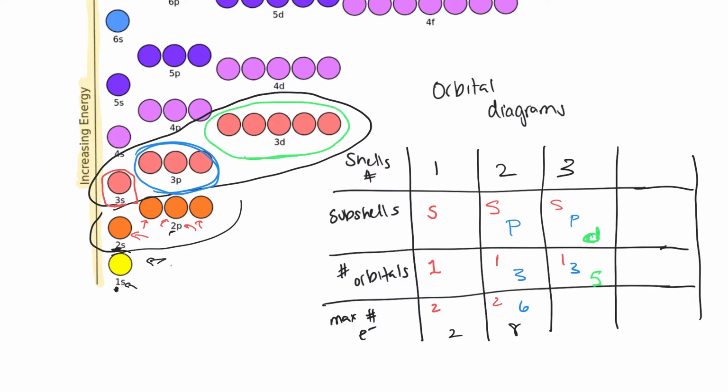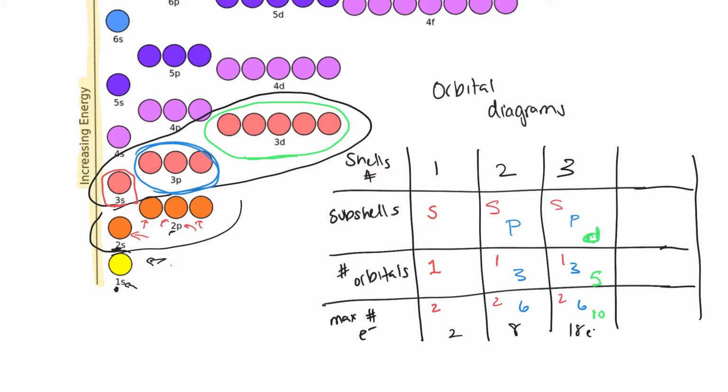All right, and so when we're trying to calculate the maximum number of electrons for your 3s subshell, only 2 electrons could fit in there. For your 3p subshell, you could have a maximum number of 6, and for your 3d subshell, you have a maximum number of 10. And so if you add that up, we have 18 electrons, okay?